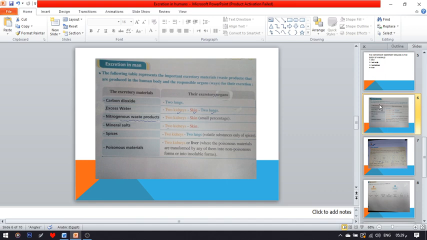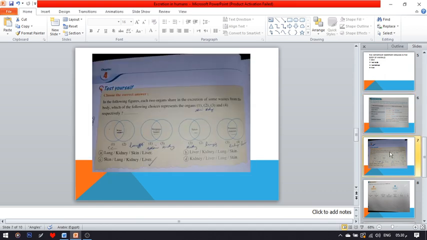So here is a very nice exercise. Here we have 2 circles, and they interact in the type of waste product. We're going to put the name of the waste product in between the 2 circles. Firstly, the waste product is water. There are two organs that are responsible for the excretion of water, which are the skin and the lungs.